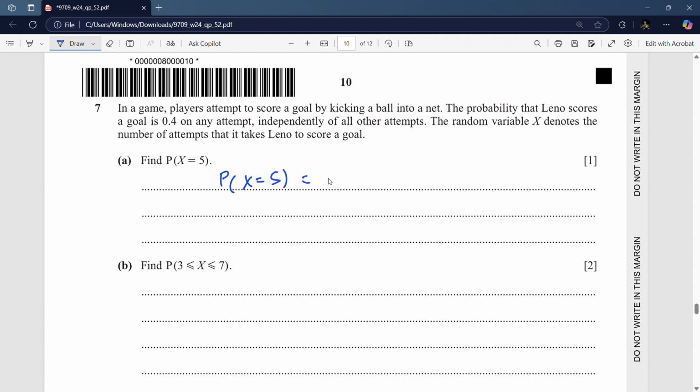P(X = 5) equals the probability of failure raised to the power of 4 multiplied by p, which is 0.6 to the power of 4. As you know, the probability of failure is 1 minus the probability of success, multiplied by 0.4, and it is 0.0518.